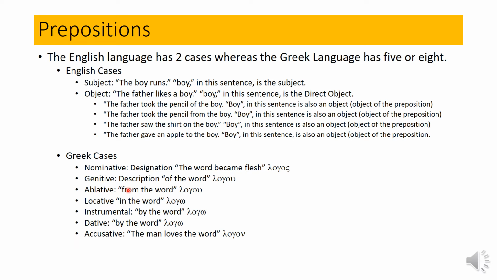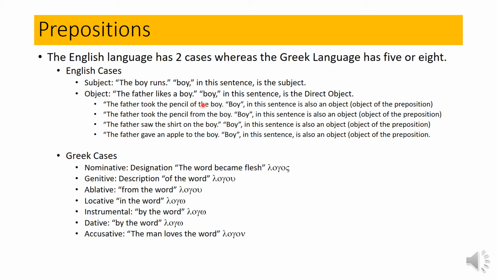Ablative in Greek is from the word, same ending, logou, but we translate it from the word. Locative is logo with an iota subscript. I don't have that under there, but the iota subscript is locative. Instrumental is also logo with an iota subscript, and dative by the word is also logo with the iota subscript. Accusative, on the other hand, in Greek is logon. The ending is showing me that it's the direct object. So Greek has 8 cases, or 5. English has 2.